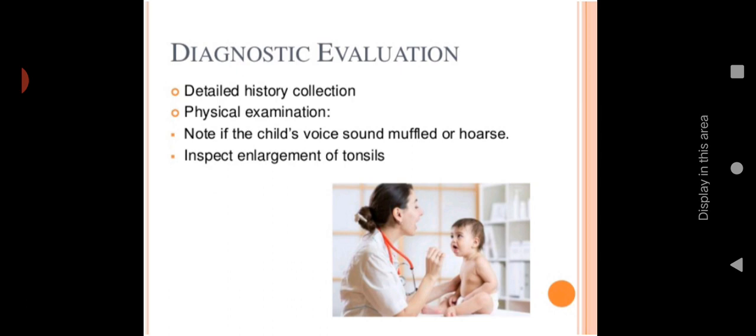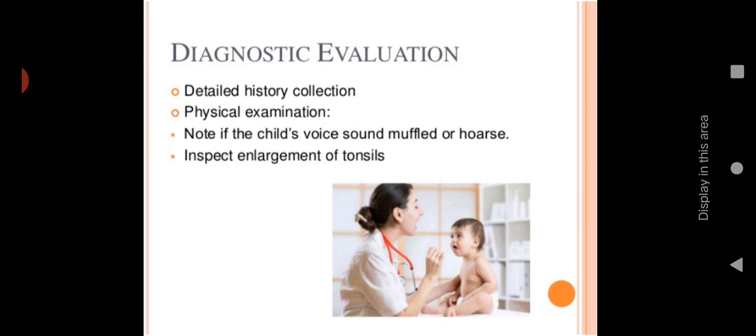Detailed history collection should be done: whether they have had any bacterial or viral infection recently, any oral infection or upper respiratory infection, and whether they are exposed to any allergens or foreign bodies. So like that, we have to take a proper history. Then physical examination, mainly oral examination, should be done. In the physical exam, you have to assess whether the child's voice is muffled or hoarse, whether the voice has changed, whether a loud sound is there, and inspect the enlargement of the tonsil.